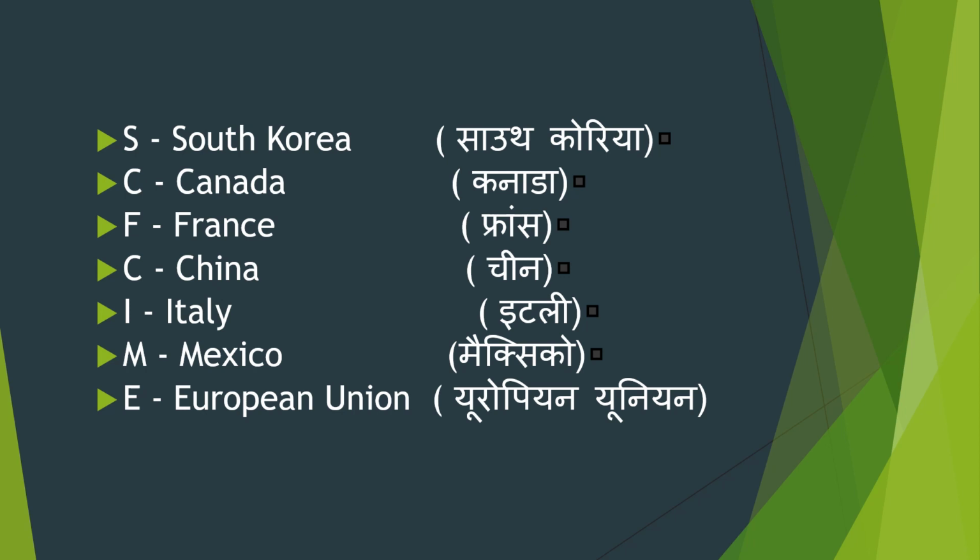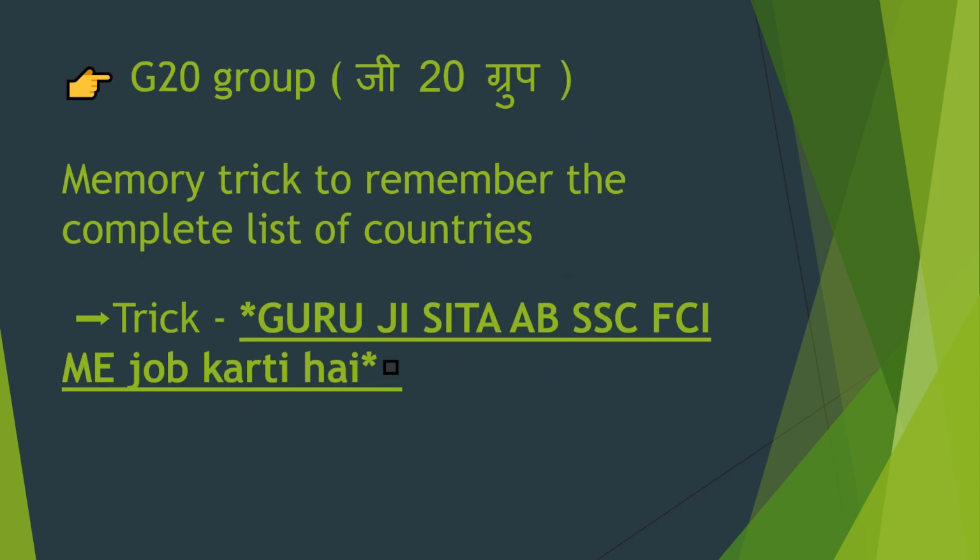Now, why we were discussing these letters in front of the names of the countries, you'll get to know in the next slide. So here is the memory trick to remember the complete list of countries, because there are 20 in number. It is not impossible, but at times it gets difficult to remember all the names of the countries. So here we have come up with a trick to remember the complete list of countries. The trick is Guru Ji Sita ab SSC FCI में जॉब करती है. You can remember Guruji Sita ab SSC FCI में जॉब करती है.